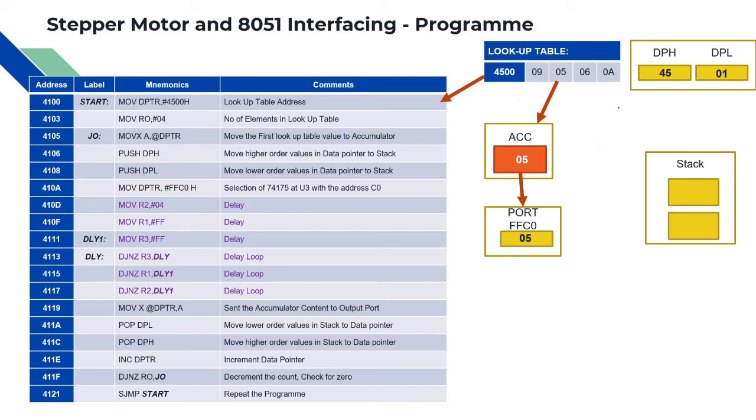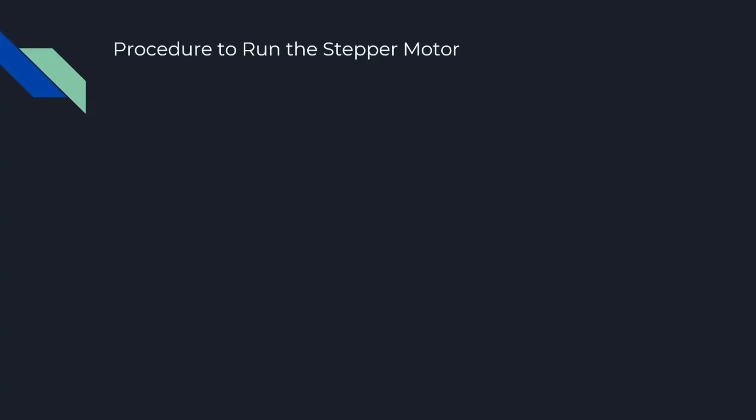So this is how the 8051 is interfaced with the stepper motor, and this is how the code is written to make the stepper motor rotate in a particular direction, right? Okay, if you want to change the direction, just write 0A, 05, sorry, 06, 05 and 09. If you write like this, the motor will start rotating in the reverse direction, right?